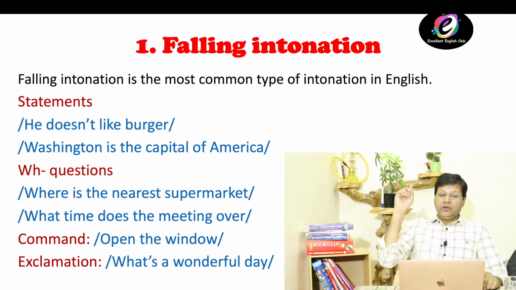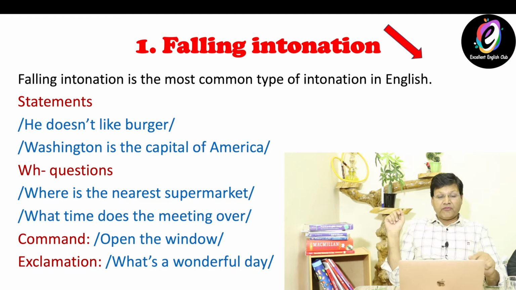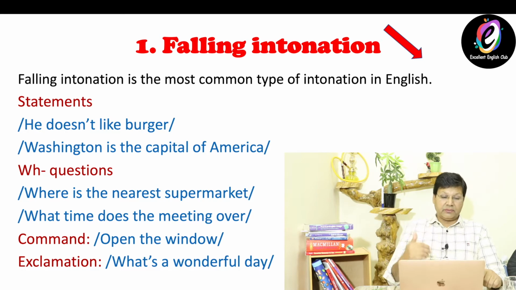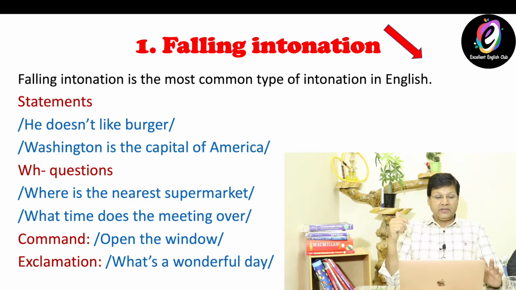Number 1, falling intonation. Falling intonation is the most common type of intonation in English. Look at these examples. Falling tone can be a statement, a WH question, a command or exclamation. So we have some examples here.